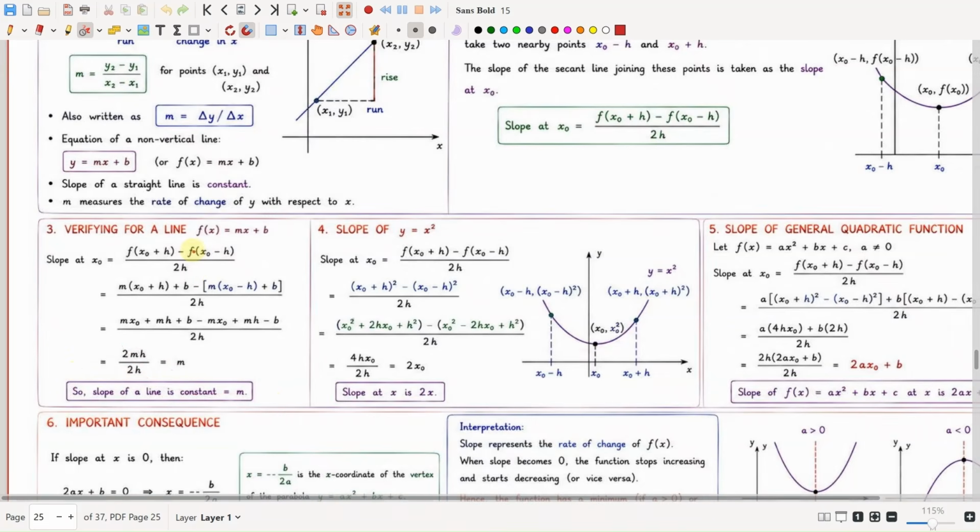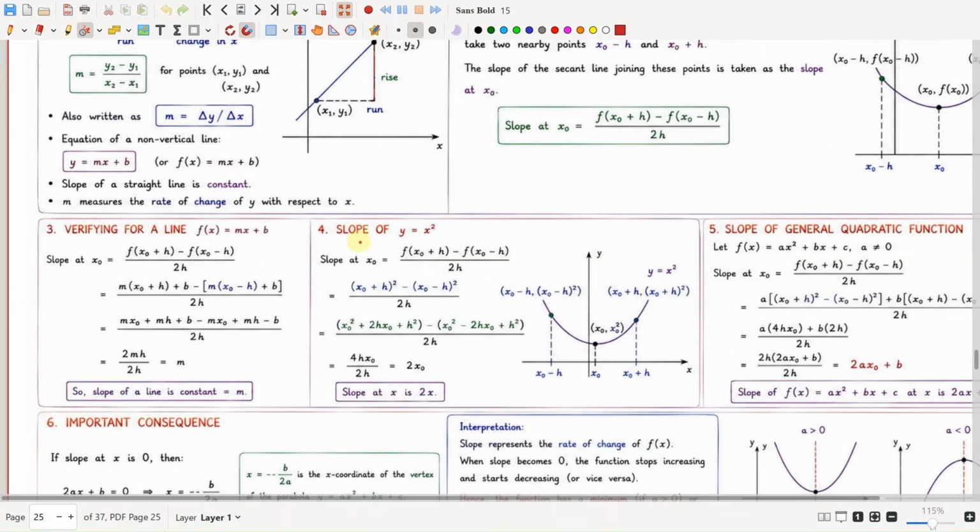Now, this is verifying for a line. We got m, which is a constant value, which will not change according to some x or y. So we have verified that the slope of a line is a constant value.